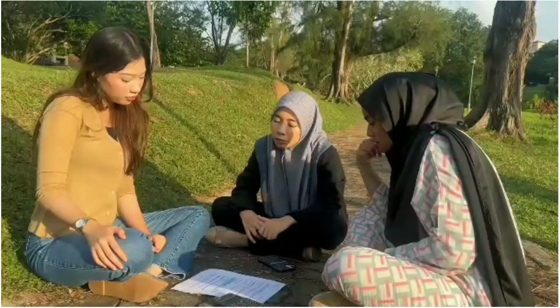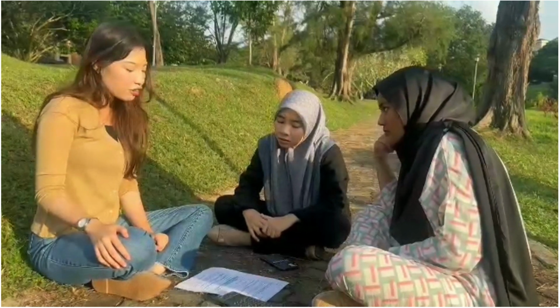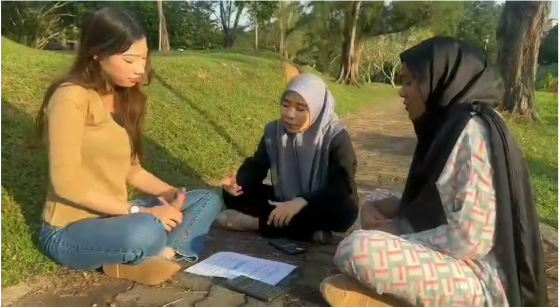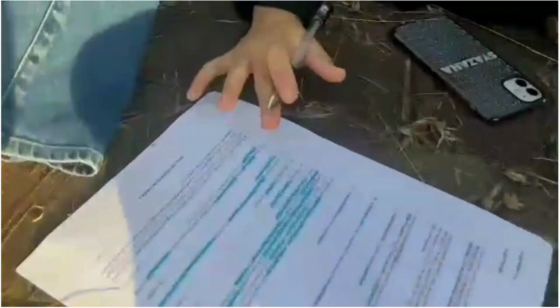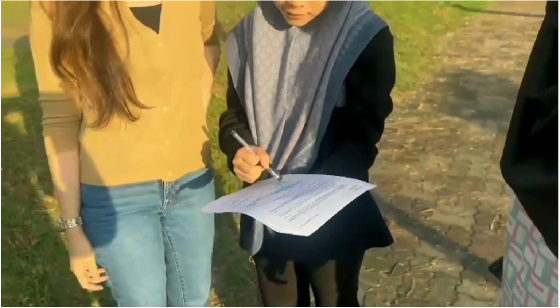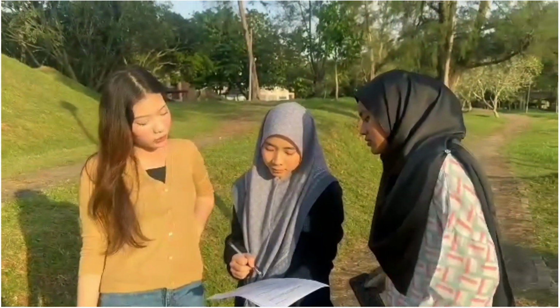Arisa, do you know how to do question B? I don't think I can do that one too. Do you mind explaining it to me? Yeah, sure. Let me do it for you. For the second part, we just need to multiply the monthly payment by 60 months and subtract the total loan that he makes. Oh, that's how to solve this question. Okay, thank you. You're welcome.